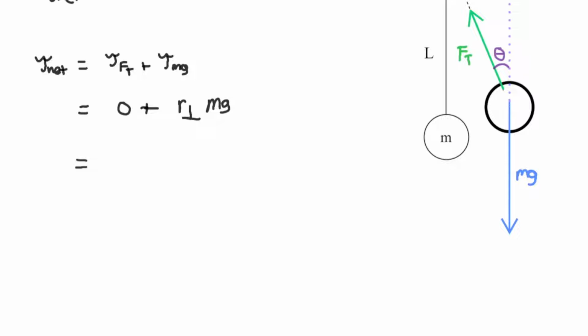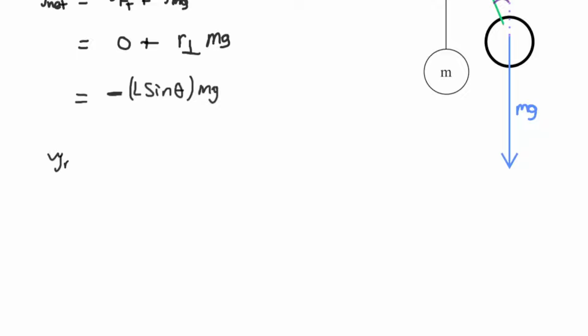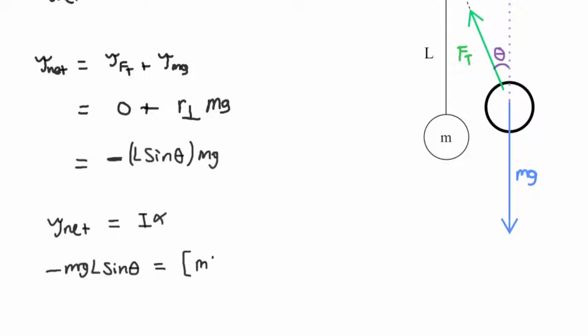Our net torque is going to be in the negative direction because it's going to decrease our angle. It's going to be equal to L sine theta times mg. Now we just set up the net torque equation: net torque equals I alpha. So negative mg L sine theta is equal to, well, we have a point mass, so the entire mass is a distance L away. We just use the moment of inertia of a point particle, mL squared, and then times alpha.